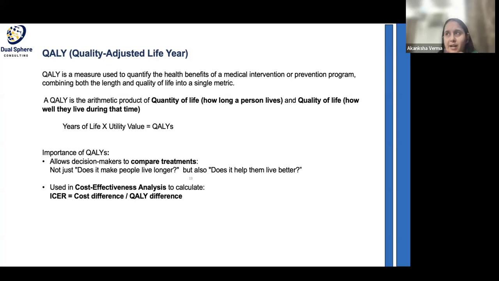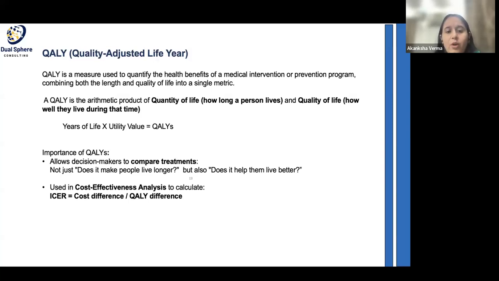So it's basically an arithmetic product, if we say in mathematical language. It's a product of quantity of life, like the number of years lived, multiplied with the quality of life, the utility value, which we have talked about in our previous slides, right? The product of these two gives you quality adjusted life years.